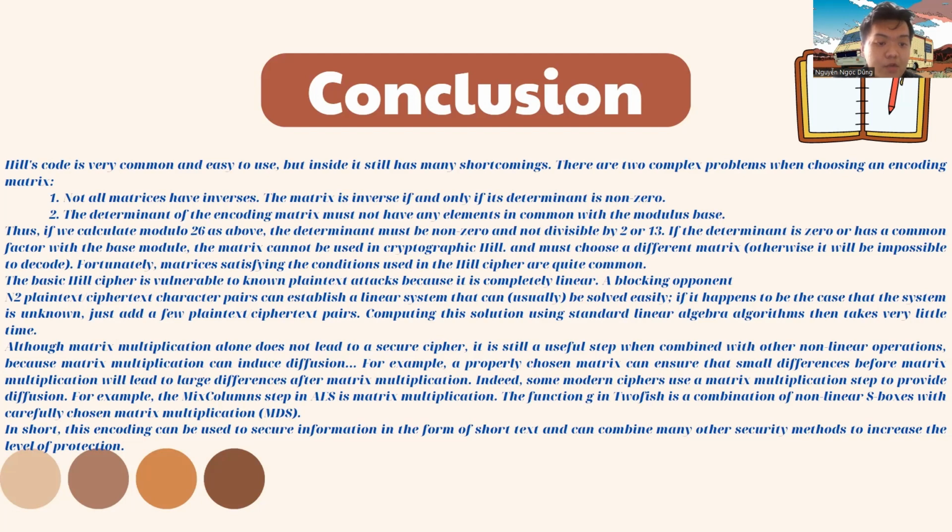The basic Hill cipher is vulnerable to a known plaintext attack because it is completely linear. An opponent who obtains plaintext and ciphertext character pairs can establish a linear system that can usually be solved easily. Although matrix multiplication alone does not lead to a secure cipher, it is still a useful step when combined with other non-linear operations, because matrix multiplication can induce diffusion. For example, a properly chosen matrix can ensure that a small difference before matrix multiplication will lead to a large difference after it. So in short, the cipher can be used to secure information in the form of short text, and it is combined with many other security methods to increase the level of protection.